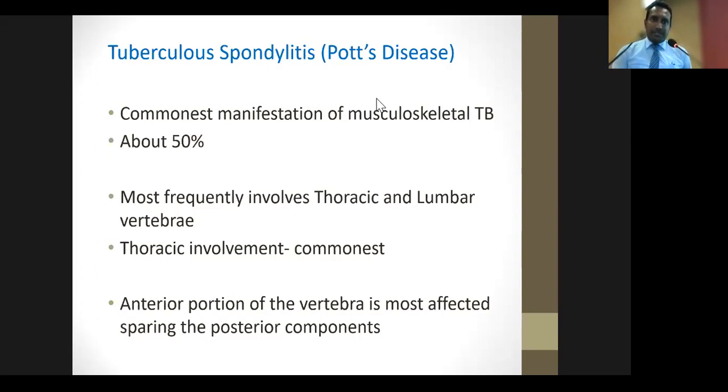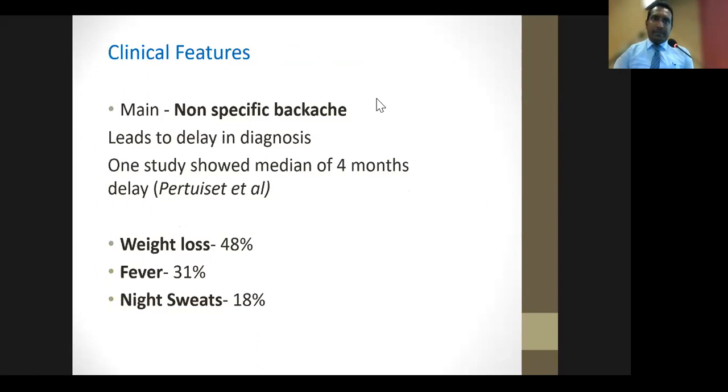Thoracic involvement is the commonest, and it has characteristic involvement of the anterior portion of the vertebra, sparing the posterior components. The main clinical feature is a non-specific backache, which can lead to delay in diagnosis. One study has shown a median of 4 months delay in diagnosis because of this non-specific nature. It can be associated with constitutional symptoms: weight loss, fever, and night sweats as well.